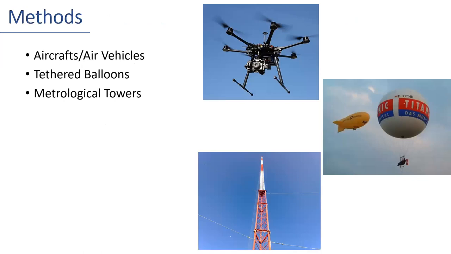These are the different methods by which you can measure the black carbon aerosols. There are aircraft, maybe using drones and some fixed wing, hexarotors, and different types of rotors. The second one is balloons, which we can use to measure the vertical distribution of the aerosols. Another is meteorological towers, which we can use to measure at different heights for long-term measurements.